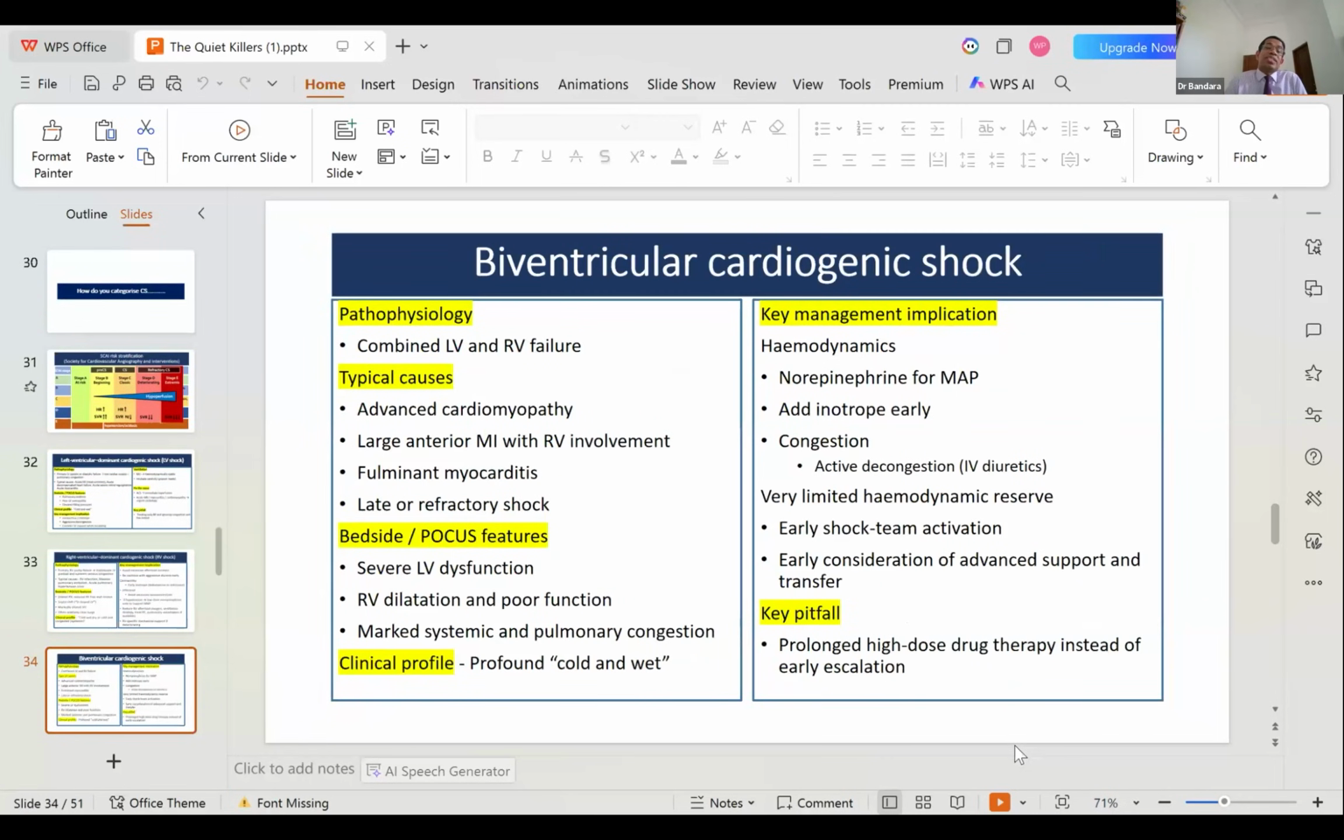If you classify the patient as biventricular, the patient is having significant left ventricular dysfunction with RV dilatation. So there is a combined right ventricular and left ventricular pathology. The typical causes are advanced cardiomyopathy, large anterior MI, and pulmonary cardiomyopathy. The main management is hemodynamic. Initially you need to start norepinephrine to maintain MAP, and then you can add inotropes.